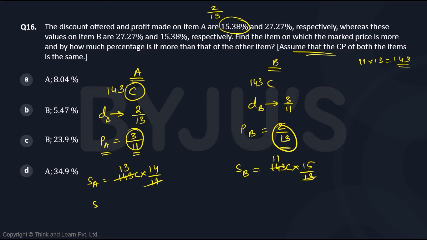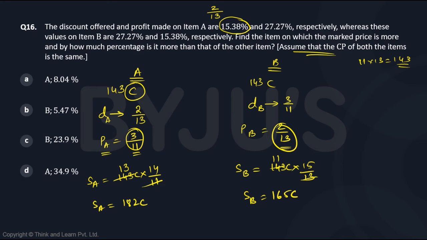So you get selling price of A as 13 into 14. So what is the value of 13 into 14? 13 tens are 130, plus 4 more 13s, so this is going to be 182C. And what is the selling price of B? Selling price of B is 15 into 11. 15 tens are 150, 15 ones are 15. So 165C. Right. So we got these two values of selling price of A and B.